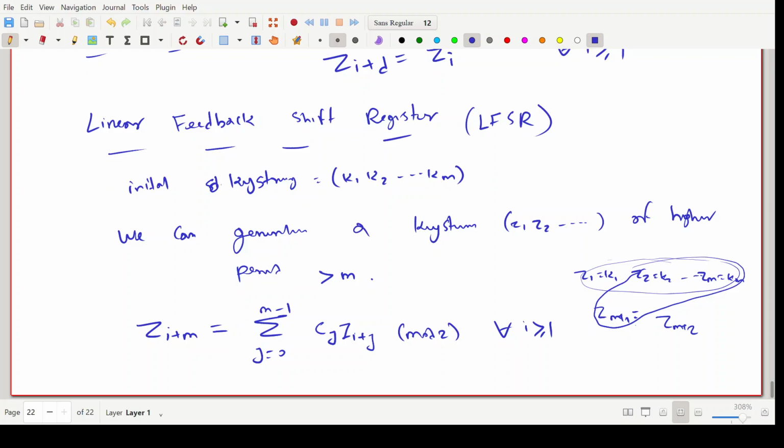So thus in this stream cipher, the secret key consists of 2m values. What are the secret keys? These ci are also my secret key, and these ki. So my secret key has k1, k2, up to km, and c1, c2 up to cm.